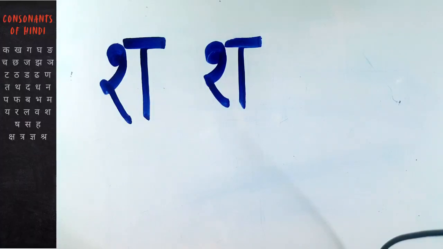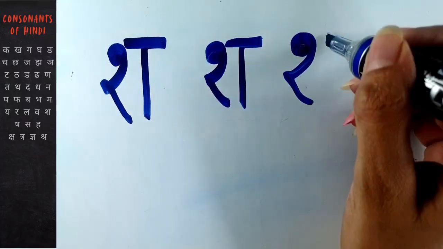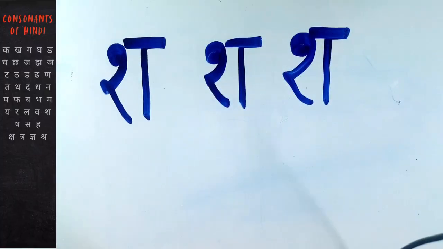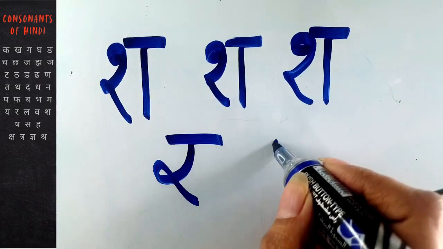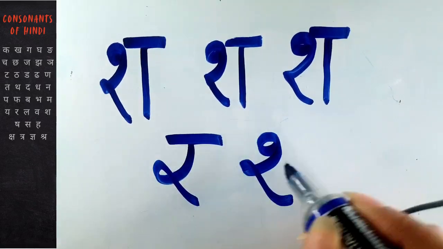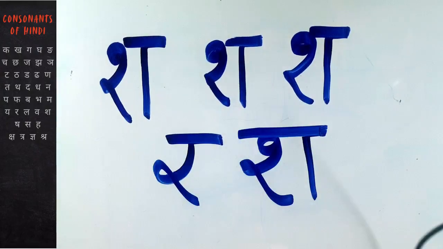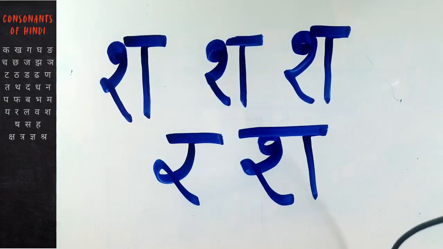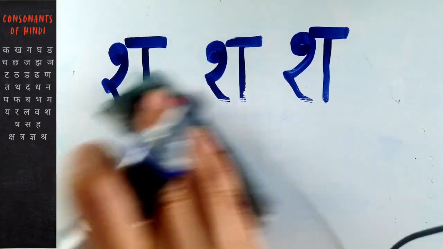This is sh. You start with a loop and this was r. Okay, and for sh, you start with the loop and then you do this. This is sh. Okay, so let's see the 5 of them together.